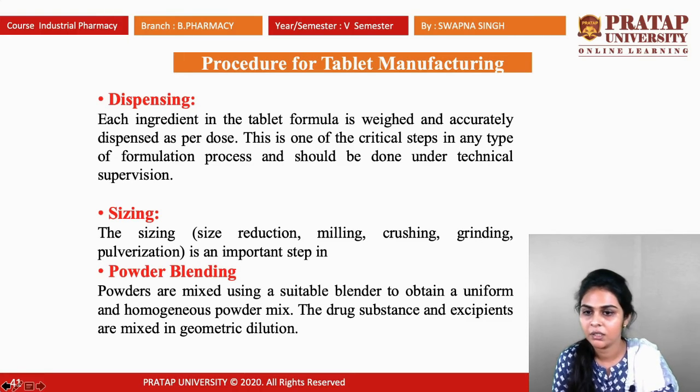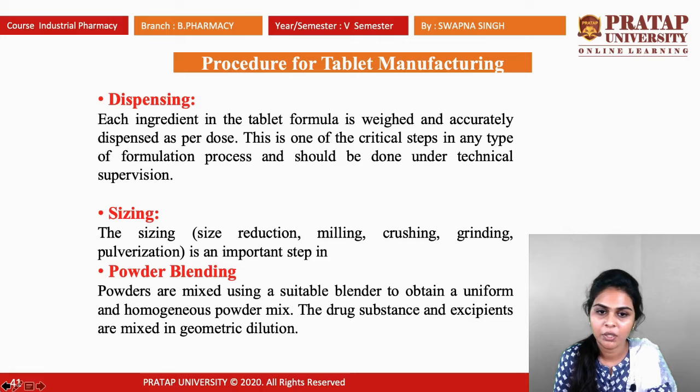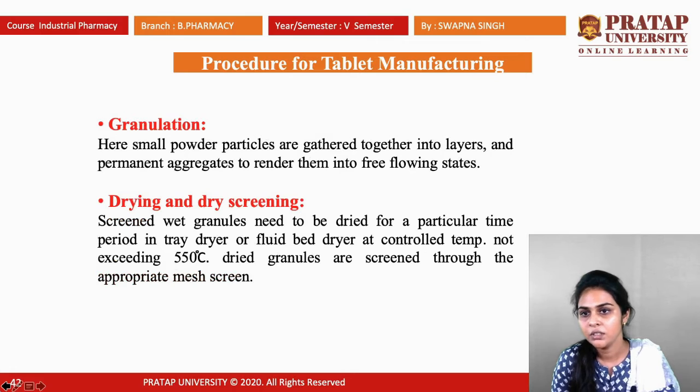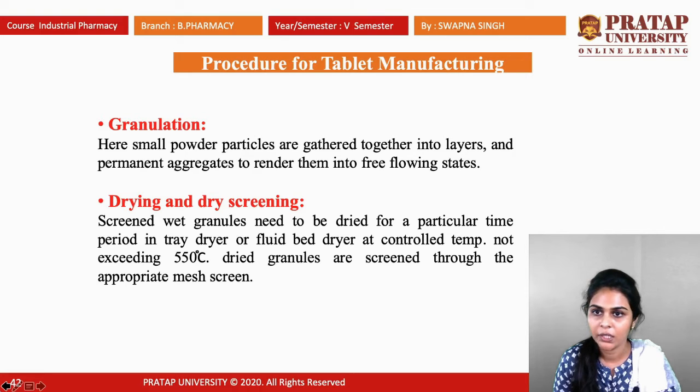Next is powder blending. After sizing, powders are mixed using a suitable blender to obtain a homogeneous and uniform powder mix. The drug substances and excipients are mixed in geometric dilution. Next is granulation. Here, small powder particles are gathered together into layers and permanent aggregates to render them into a free flowing state. So after powder blending, we perform the granulation step, where small powder particles are gathered together to form granules.